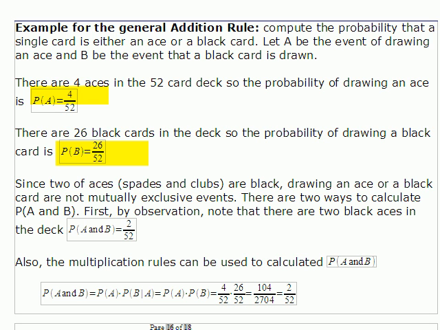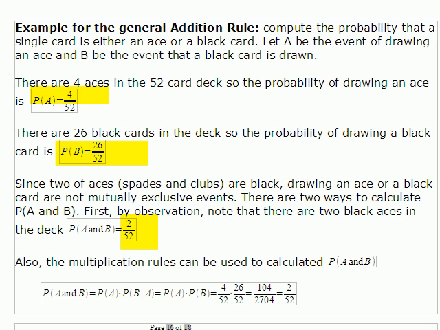Okay, how many of the aces are black? Well, there are 2 of them. The ace of spades and ace of clubs are also black. So there's two of them, and the probability of A and B is 2 over 52. So now we're adding.